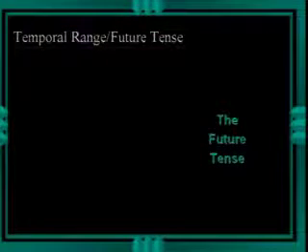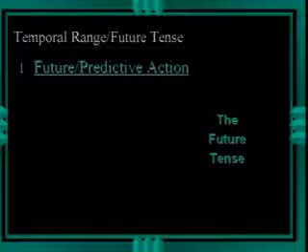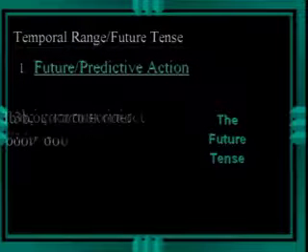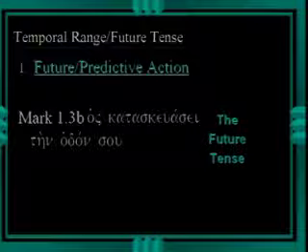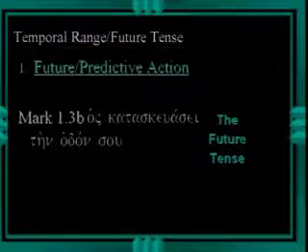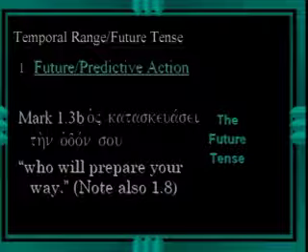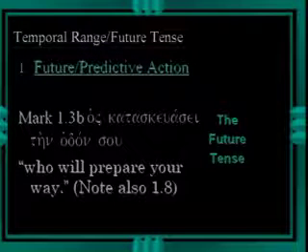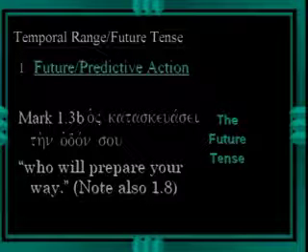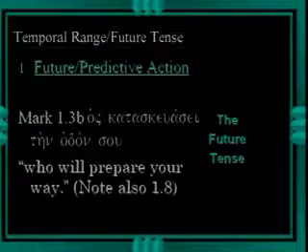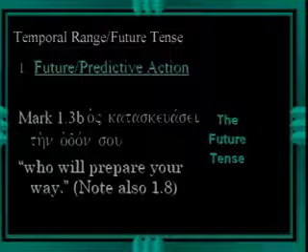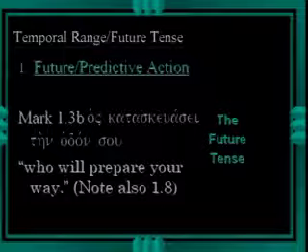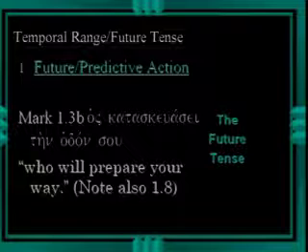Okay? As we look at this, though, the future tense can also function in some different kinds of ways. One of the ways that you'll find the future tense functioning in the Greek New Testament is to predict or to point to something in the future. Notice here in Mark 1:3b, this prophecy from Isaiah, where the text says, "Who will prepare your way? I am sending this messenger before you who will prepare your way." The future orientation there comes across in the future tense in the Greek verbal system, just as it would in the English system. So it's used to predict action.